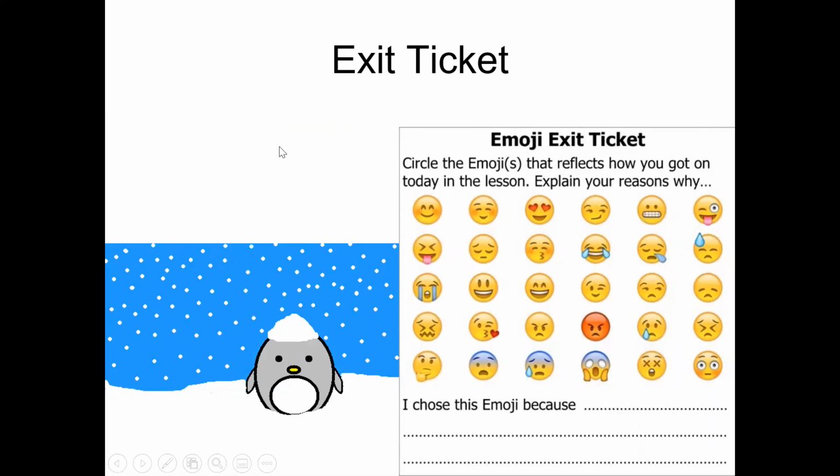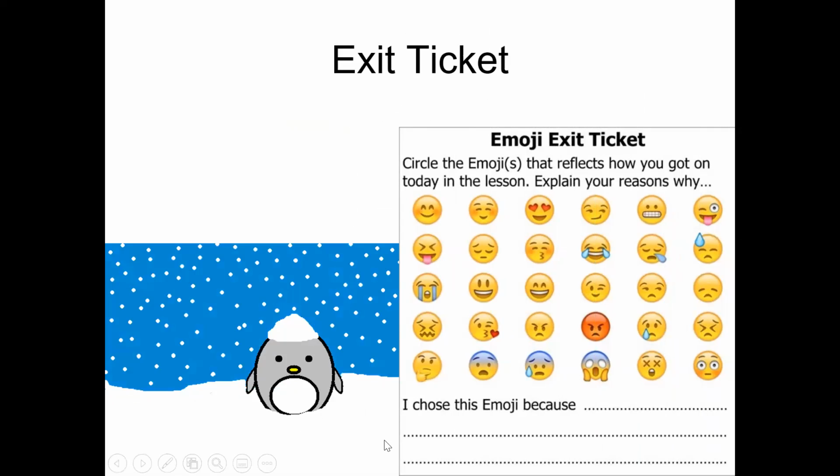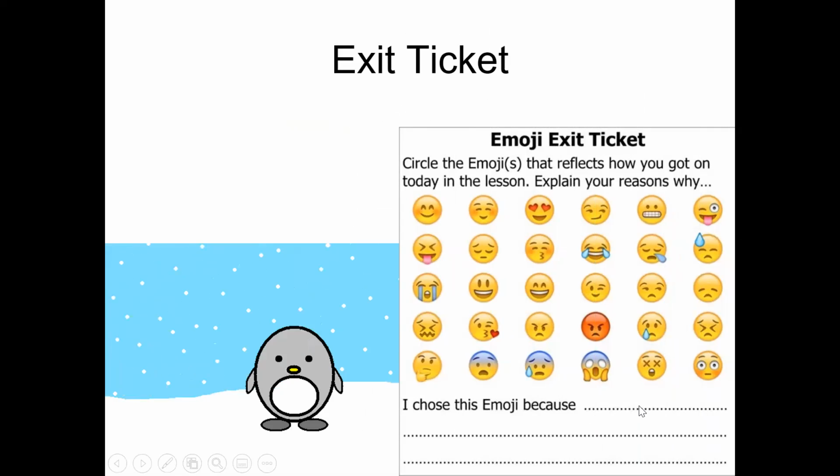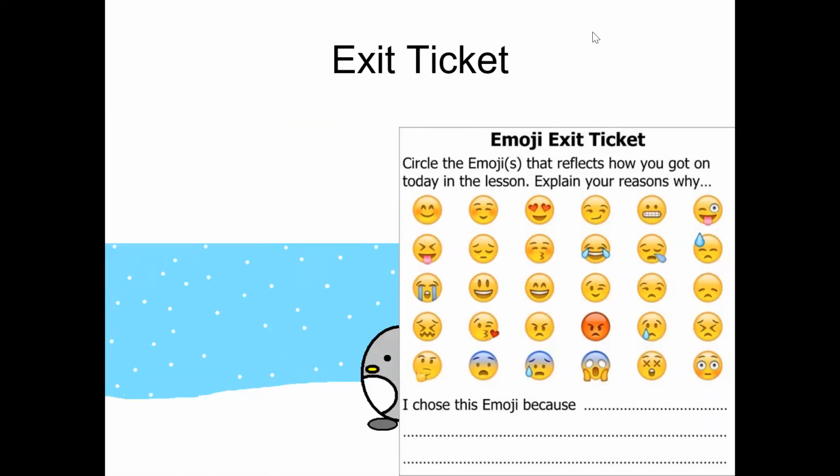Your exit ticket today is your emoji exit ticket. It says circle the emoji that reflects how you got on today's lesson. Explain your reason why. And you just need to put, I chose this emoji because, and then give me a brief sentence.